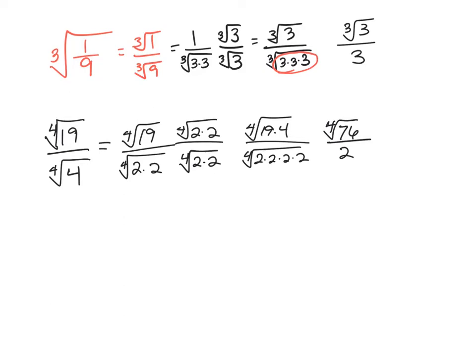Because don't I have 4 twos? The fourth root of 2 to the fourth is 2. Right? This is the fourth root of 2 to the fourth power, and that's just 2. And because there's 4 of them, right? You just put the number as soon as you have the group? Yes.